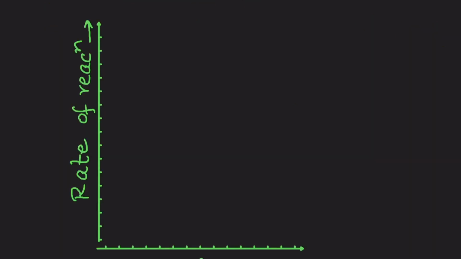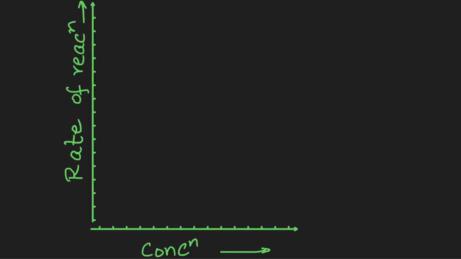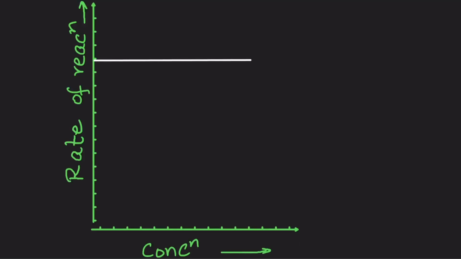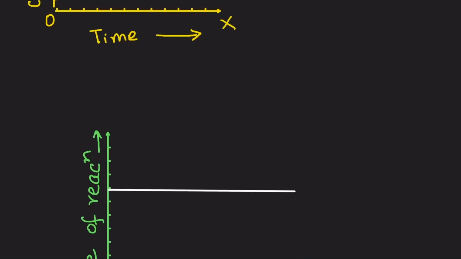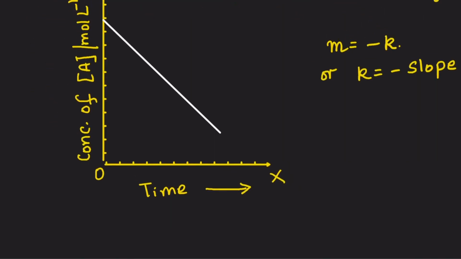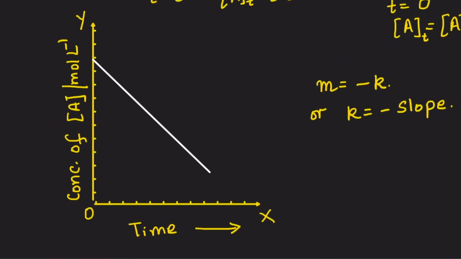And could you figure out the rate of the reaction with regard to concentration? How will my graph look? Yes, the rate of reaction is independent of the initial concentration of the reactants. Got it? So you understand the difference in the two graphs?